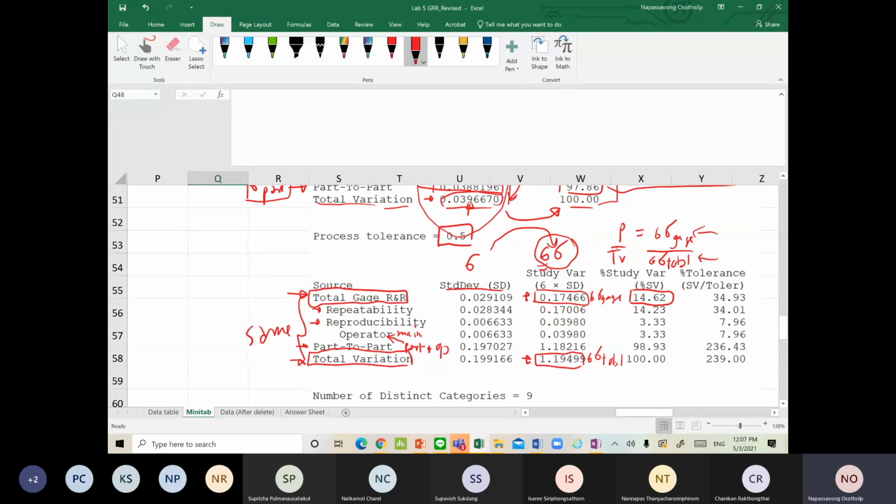This number is the P to TV ratio. Minitab will not tell you that this is the P to TV ratio, but you have to know it yourself: in the column percent study variation, the first line is the P to TV ratio. And the same thing, this is the P to T ratio, precision to tolerance ratio, because it is compared with the tolerance.